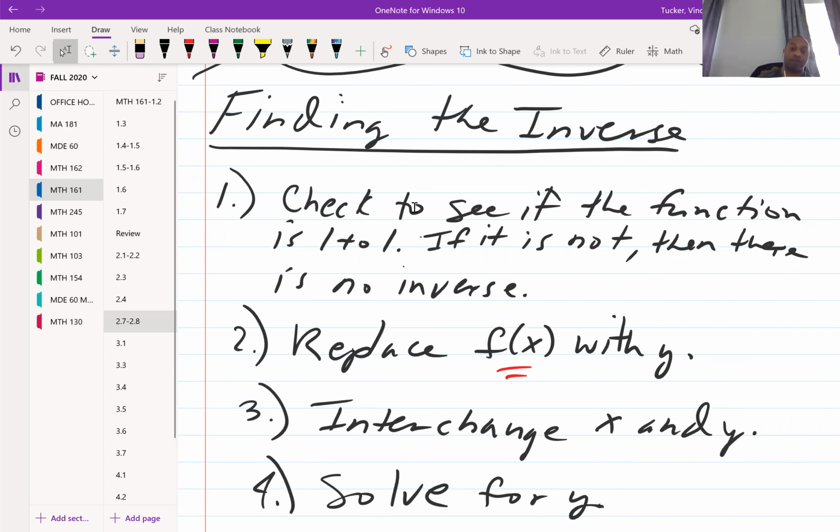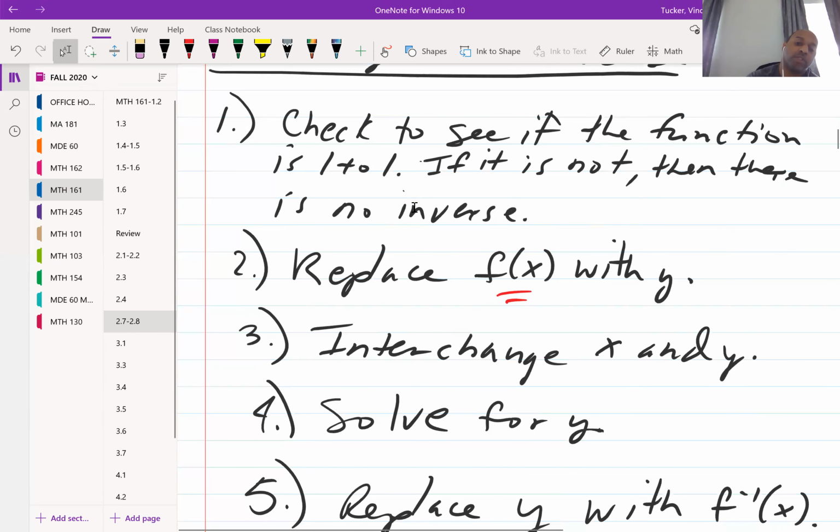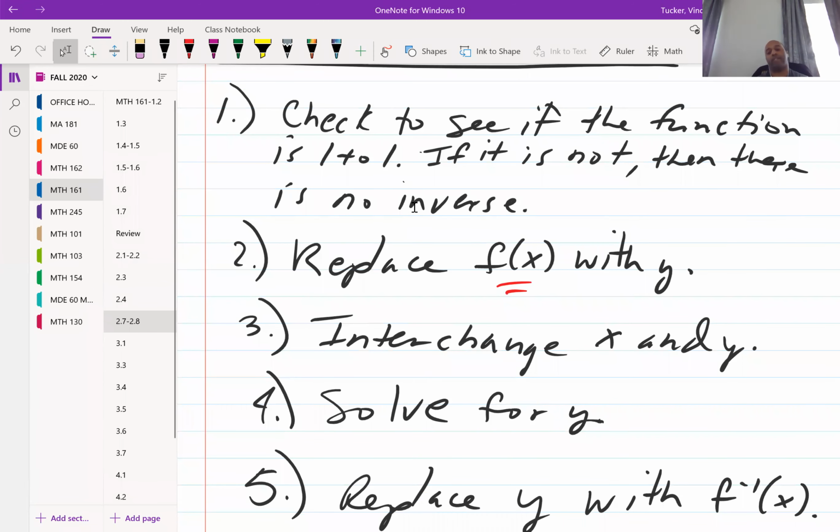All right, so always be careful with that. Your function has to be one-to-one in order for you to have an inverse. Once you've established that it is one-to-one, replace f of x with y, interchange x and y for step 3, solve for y for step 4, and then step 5 will replace y with f inverse of x. So that's just basically notation.